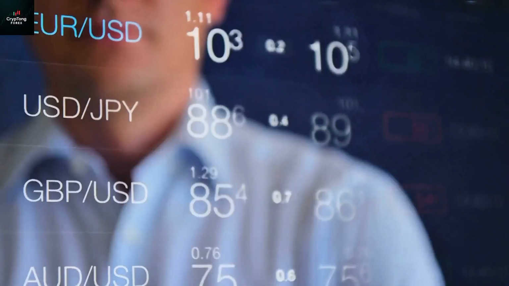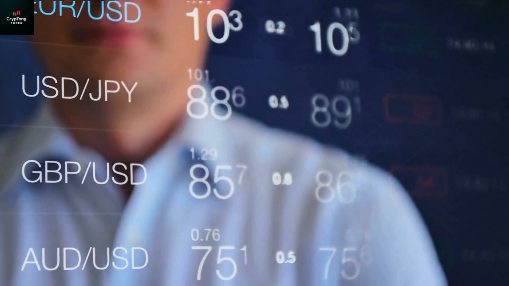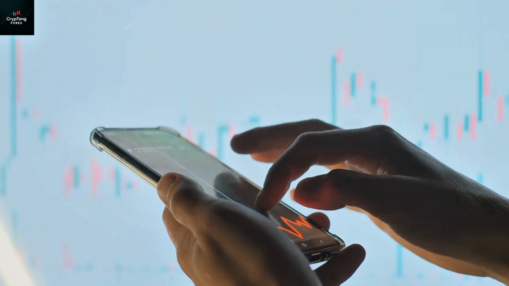And there you have it. These are key Forex terms that'll help you understand my trading videos better and make smarter moves in the market.